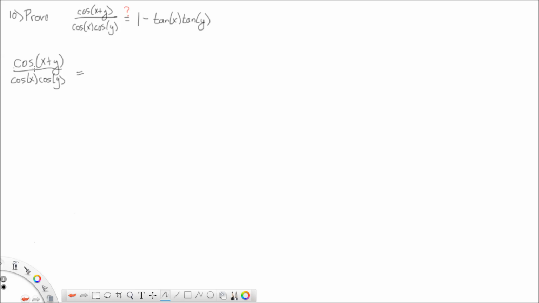We have a nice formula for the sum of two angles. So here we're summing x plus y inside of cosine. So we can use our identity that says cosine of x plus y is cosine x cosine y minus sine x sine y. And that whole expression there is still over the denominator here, cosine x, cosine y.